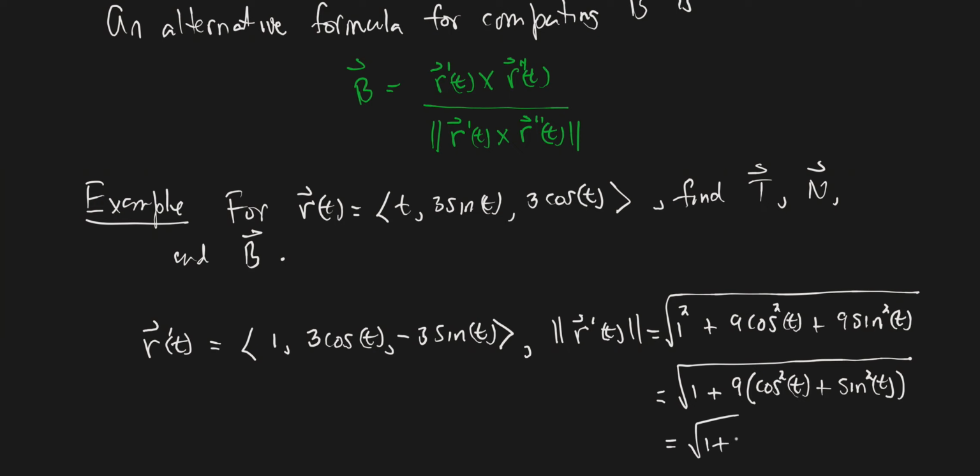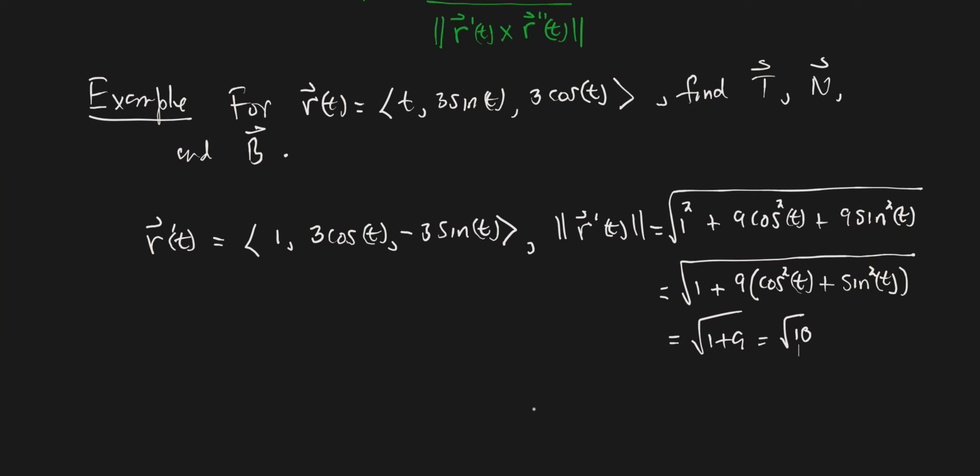So we have 1 plus 9. So the magnitude of this derivative vector is the square root of 10. And this is helpful because the magnitude is a constant, right? So that will make the subsequent derivatives a little bit easier to find.